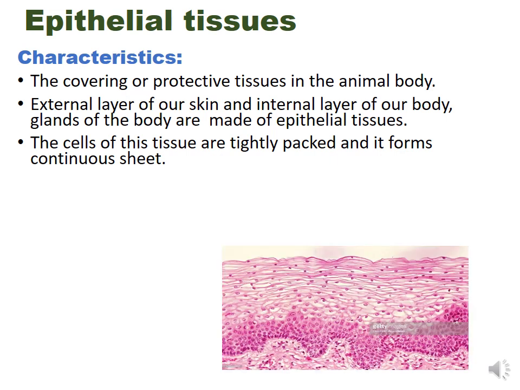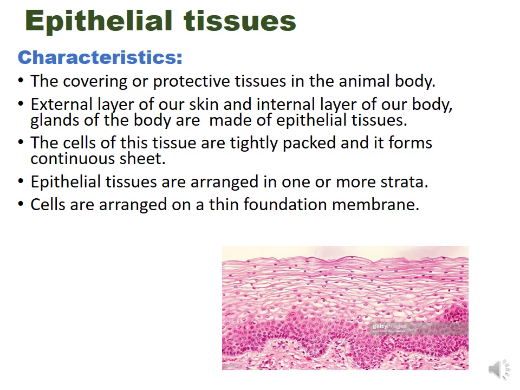See here in this figure, the cells of this tissue are tightly packed. They remain adjacent together, and epithelial tissues are arranged in one or more strata. The strata means layers. So here you see so many layers, and all cells of the epithelial tissues are arranged on a thin foundation membrane, or base membrane. Here, this one is the base membrane, and on this thin foundation membrane, all the layers of the epithelial tissue are stacked one by one.